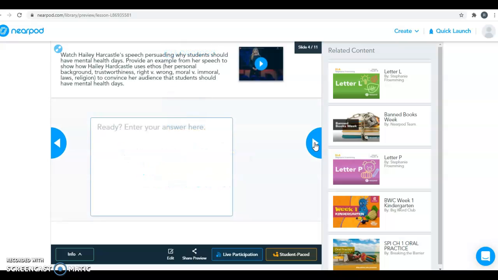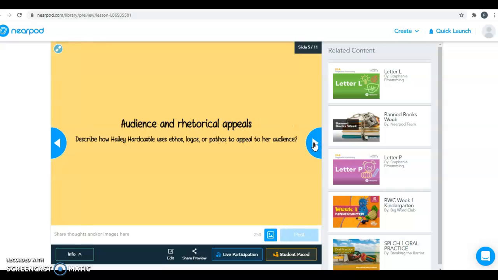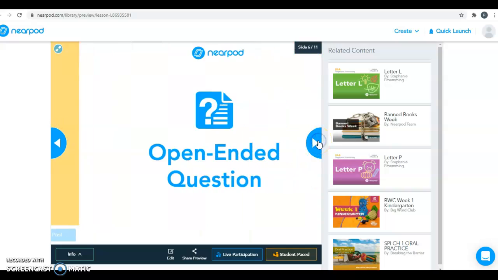All right, and then we have a speech by a woman named Haley Hardcastle, and you're just going to provide an example of how she uses ethos, which is her personal background, trustworthiness, references to right versus wrong, moral versus immoral, laws, religion, to convince her audience that students should have mental health days. And then again, how does one of those appeals, ethos, logos, or pathos, help appeal to her audience? So how does it make her more relatable to her audience?